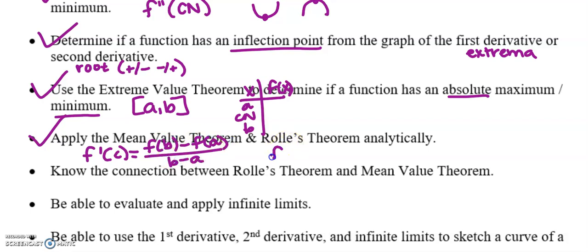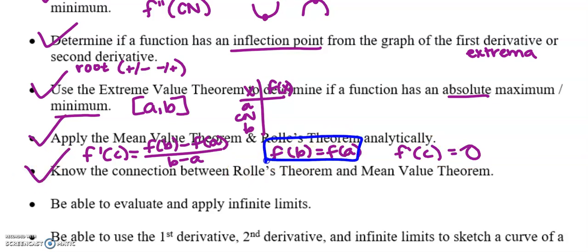Rolle's theorem adds the extra condition that f of b is equal to f of a, in addition to being continuous and differentiable, which means that f prime of c will be equal specifically to 0. The connection between Rolle's theorem and mean value theorem is that because f of b and f of a are equal to each other in Rolle's theorem, this numerator just turns into a big fat 0, thus the connection.